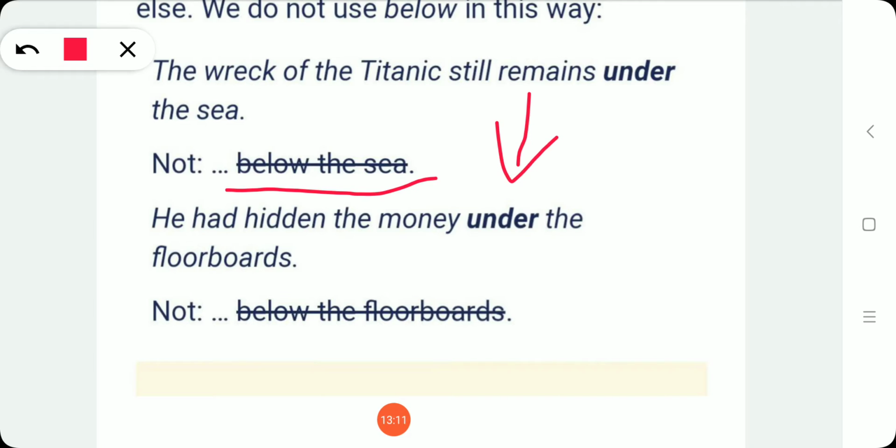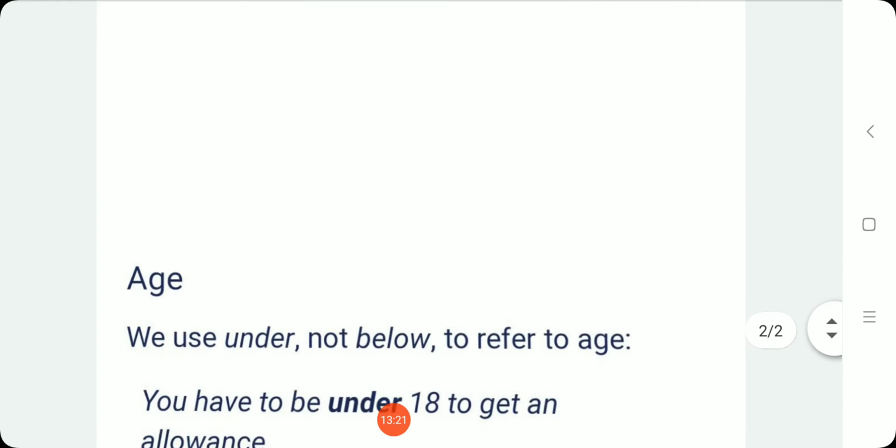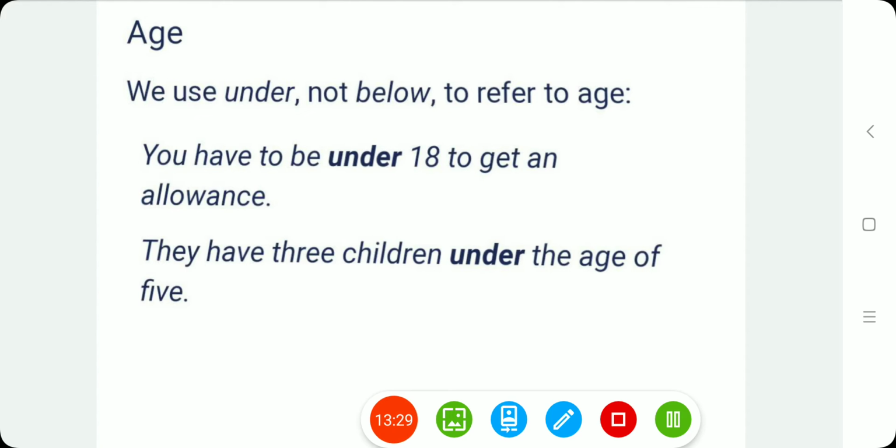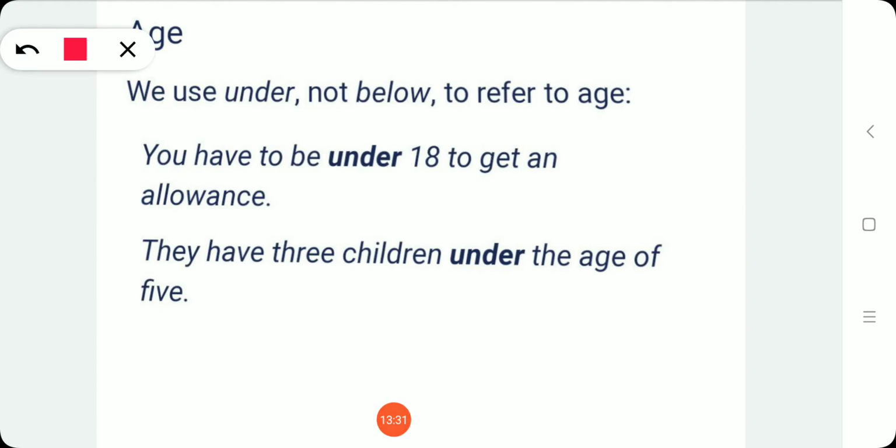Okay, look at the next one. He had hidden the money under the floorboards, not below the floorboards. Okay, see, for age we use under, not below, to refer to age. So already we have seen that for referring to the age, that is for younger than or older than.